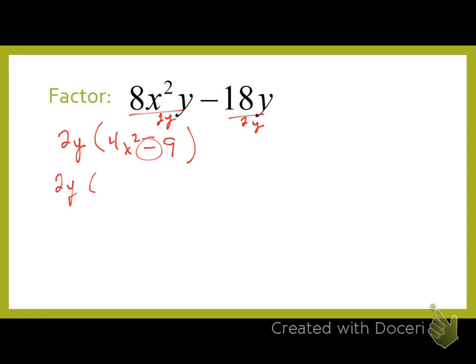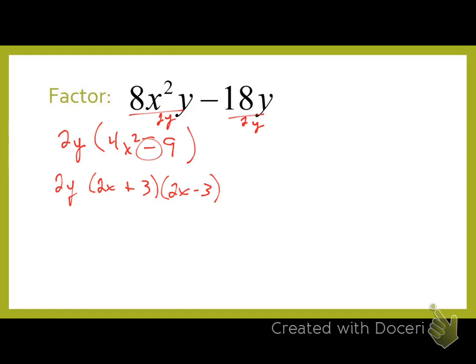That means I come down here with my two sets of parentheses. I square root 4x squared and get 2x. And I put that here and here. I square root 9 and get 3. I put that here and here. And because they have to add to 0, the middle term is 0, we go plus or minus. And then we're done.